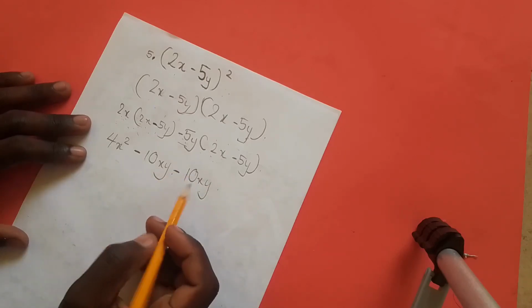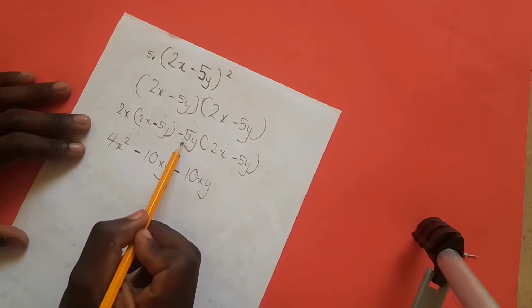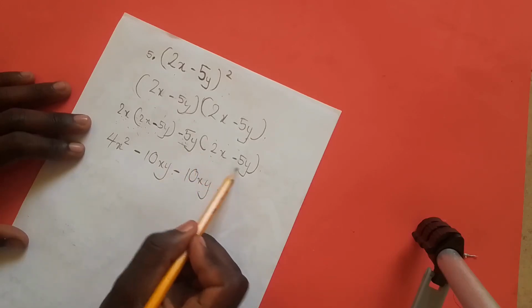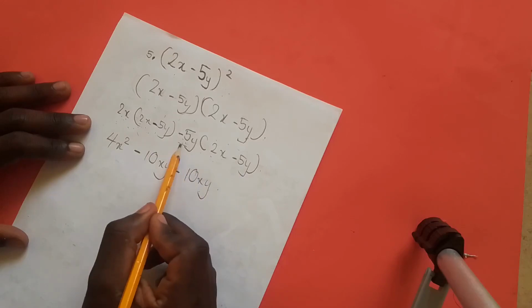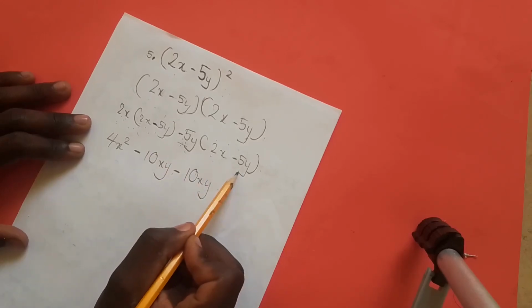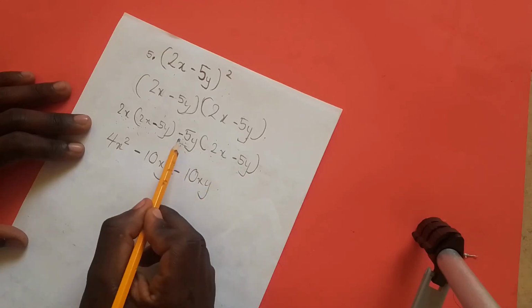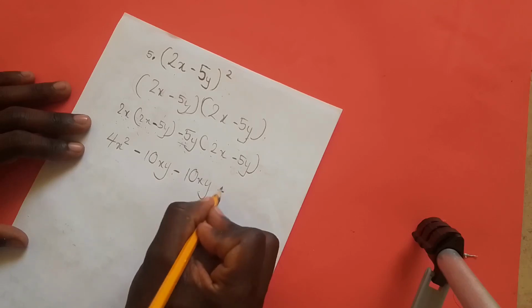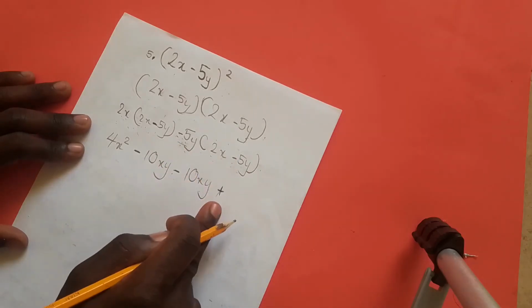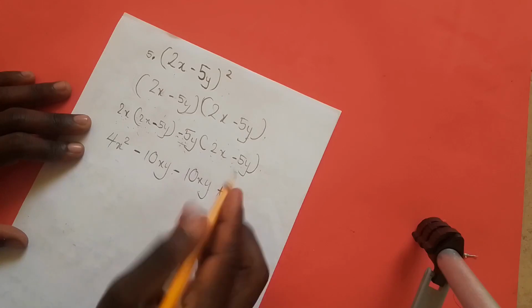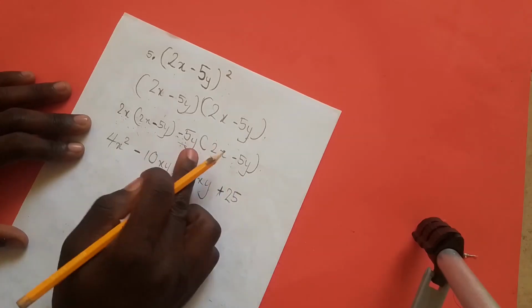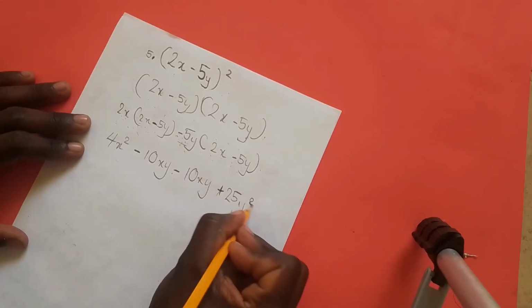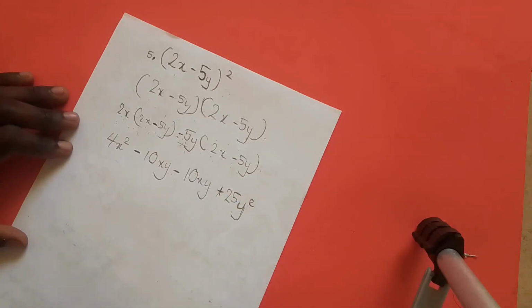Then I want you to pay close attention again. So negative 5y times negative 5y, right? 5 times 5 is going to lead to 25. y times y is going to lead to what? To y squared. But there are two negatives. Negative times negative is going to lead to a positive, right? 5 times 5 is 25, then y times y is y squared. Y squared, like this.